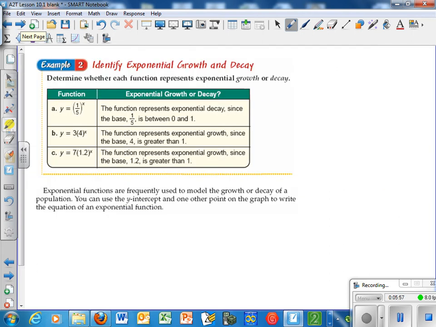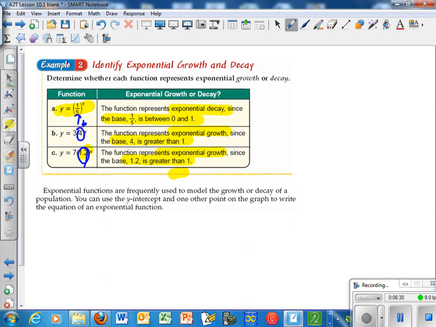Here's some examples. If I have y equals 1/5, notice right here, my base is 1/5, then that means it's going to be exponential decay because that's a fraction between 0 and 1. Notice on this one, I have a 4 there. It's bigger than 1. So that's going to be exponential growth because the base 4 is bigger than 1. This one also, if I look right there, it's a 1.2, exponential growth. 1.2 is bigger than 1.